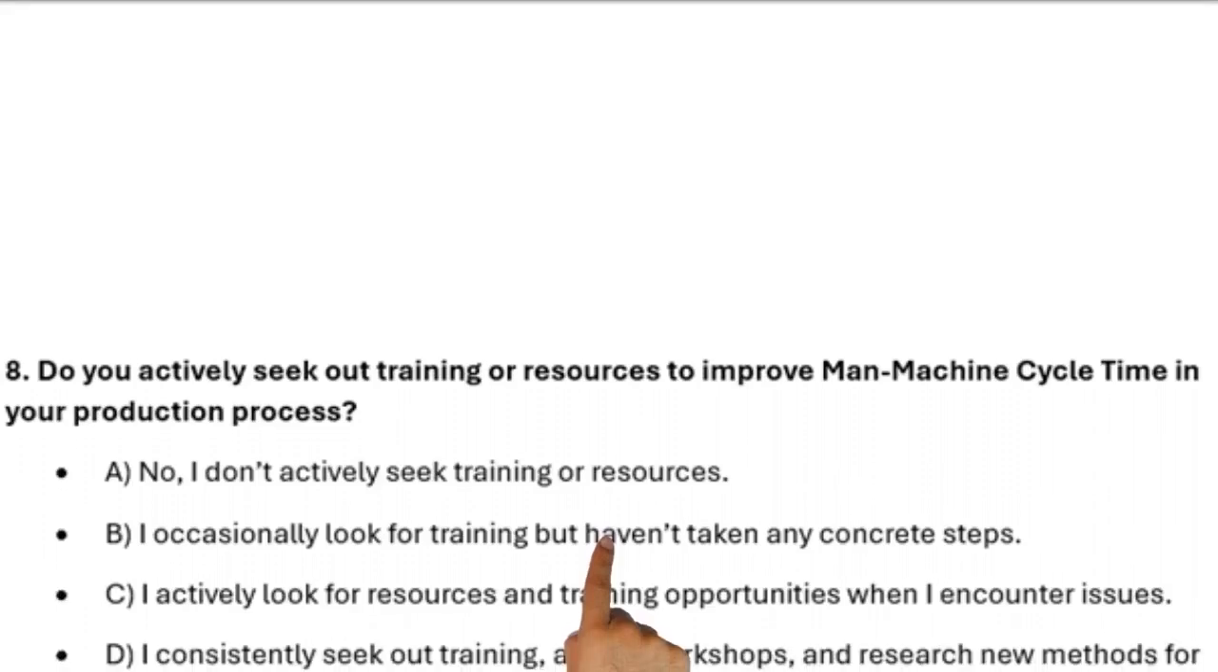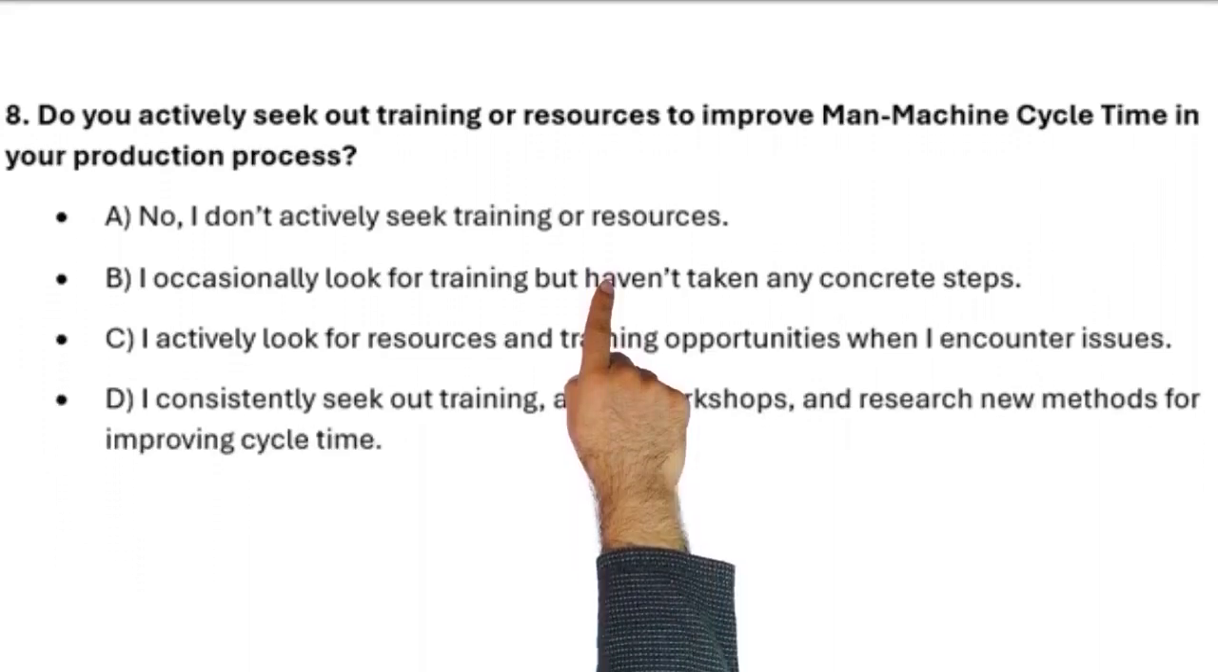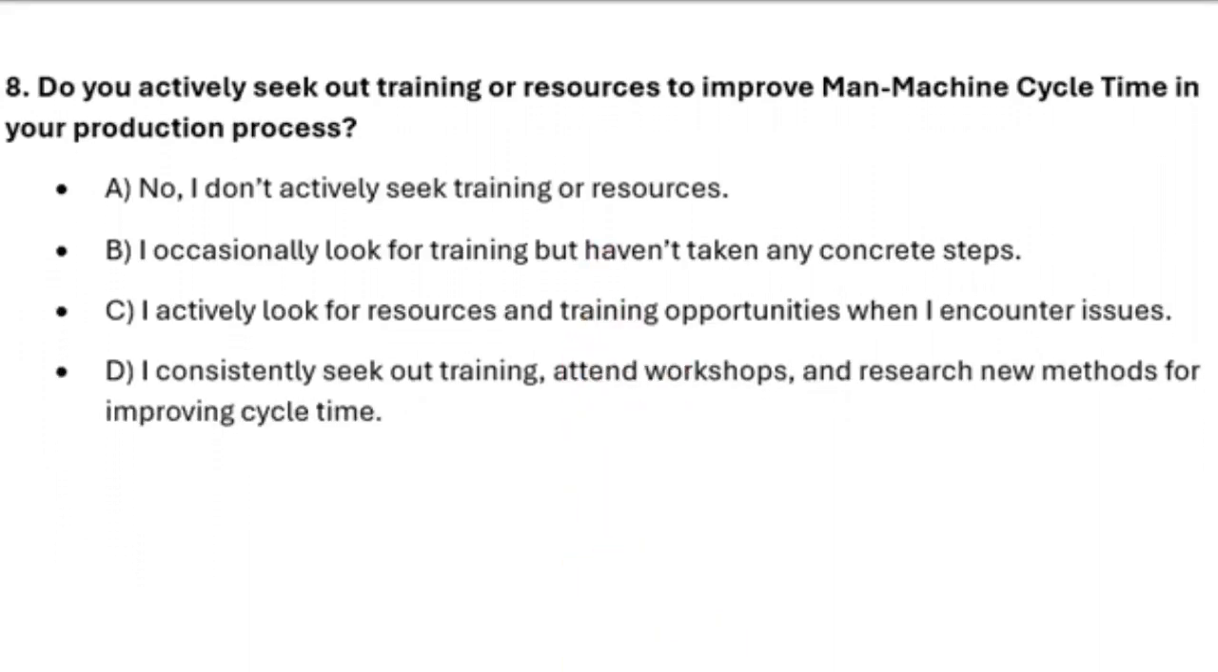8. Do you actively seek out training or resources to improve man-machine cycle time in your production process? A. No. I don't actively seek training or resources. B. I occasionally look for training but haven't taken any concrete steps. C. I actively look for resources and training opportunities when I encounter issues. D. I consistently seek out training, attend workshops, and research new methods for improving cycle time.